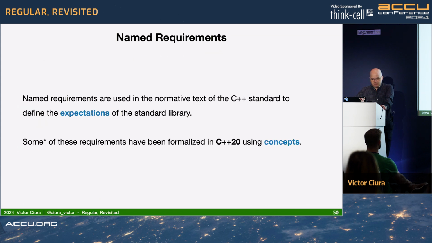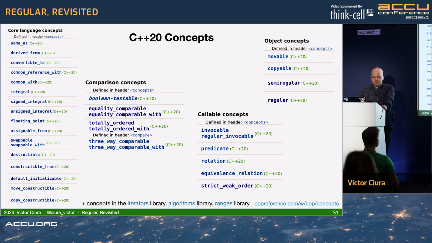So these named requirements are used to define the expectations of the standard library and how it's supposed to be used. And people think that all of them have been encoded in C++20 concepts, but that's not true. A lot of them have been encoded in concepts, but not all of them. Some examples, just a few of them, there's plenty more, especially concepts in the iterators library and algorithms library and so on. Ranges, of course, bring a lot of concepts. I maybe picked some examples that are relevant to our chat.